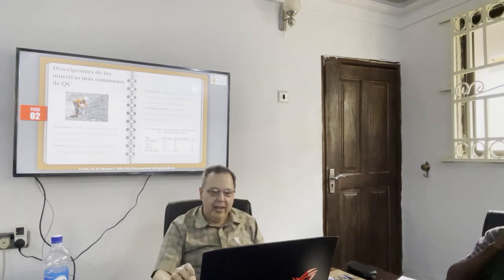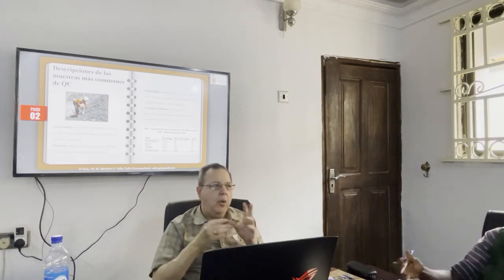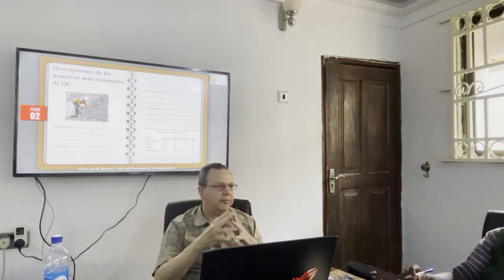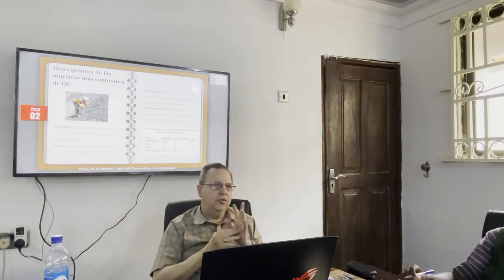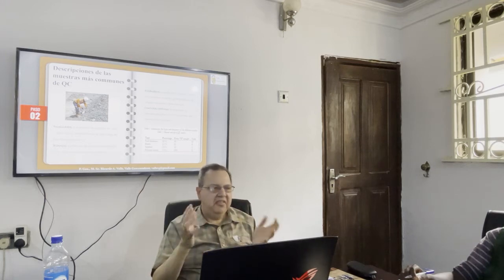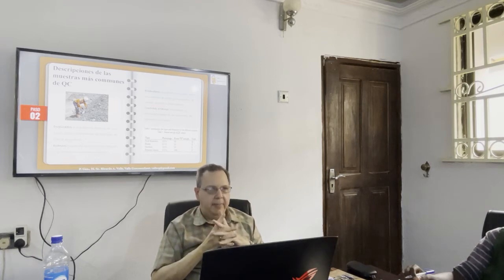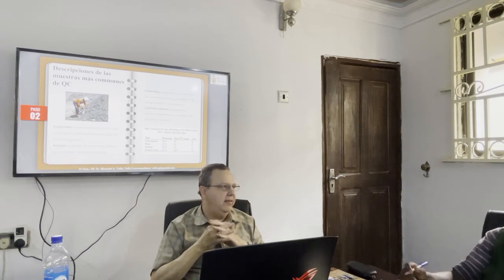Okay? Now, what is the proportion of these samples? Blanks, you should use a blank every 30 samples. Standards, you should use a standard every 50 samples. And the duplicates, it depends. If you are working in gold, like here, I do not recommend taking duplicates every 20 samples.